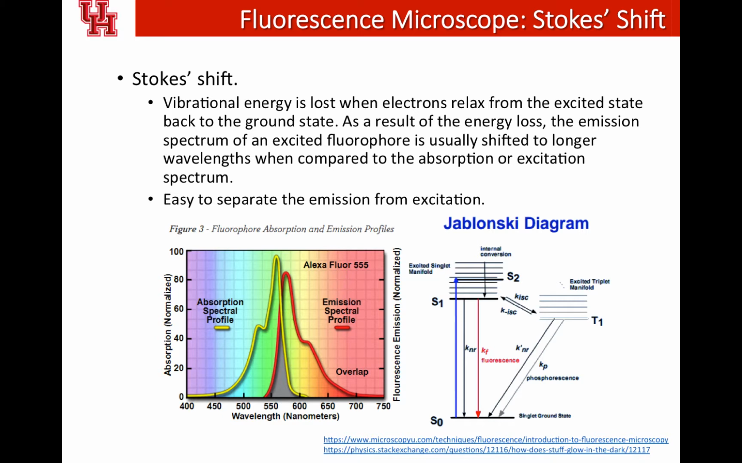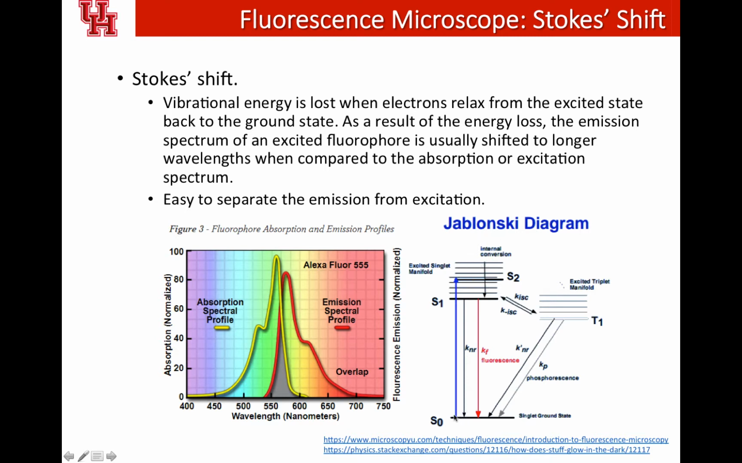And then this Stokes shift is very important for fluorescence. Basically, vibrational energy is lost when the electron relaxes from the excited state back to the ground state. As a result of this energy loss, the emission spectrum of an excited fluorophore is usually shifted to longer wavelengths, or lower energy, or lower frequency, when compared with the absorption or excitation spectrum. The Jablonski diagram shows that.